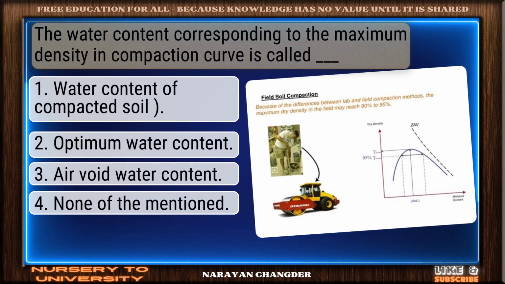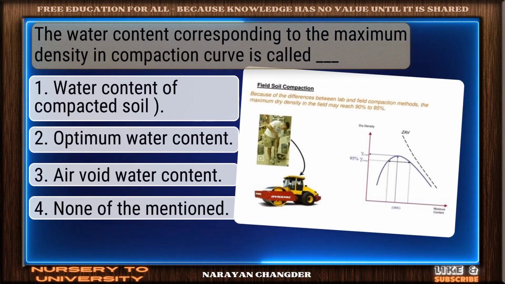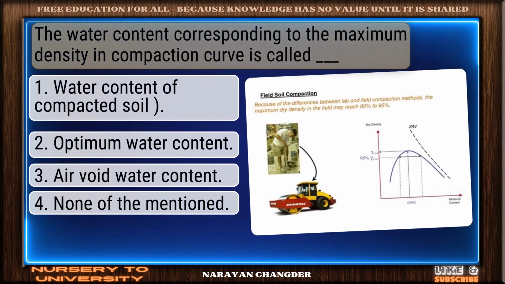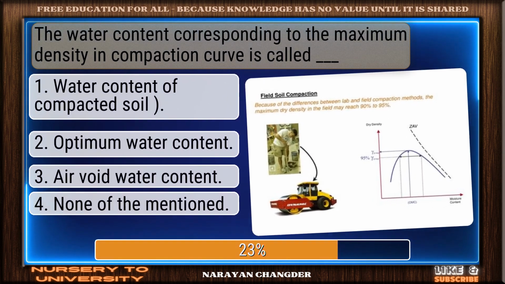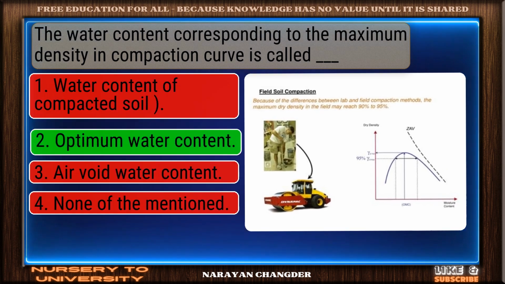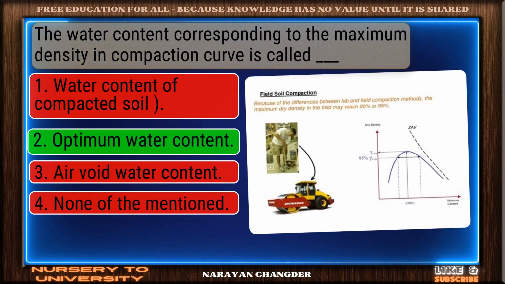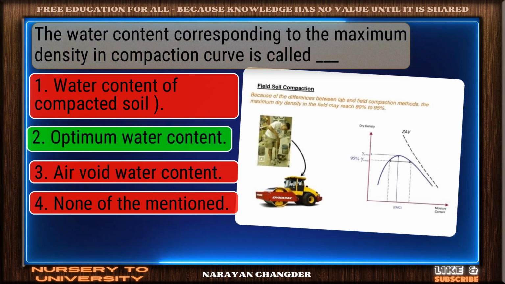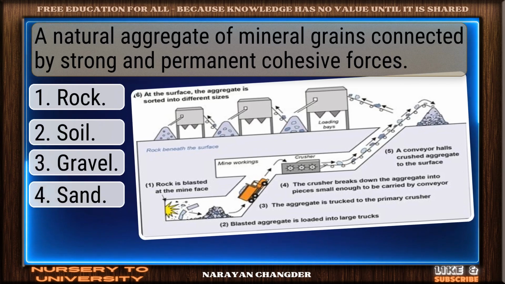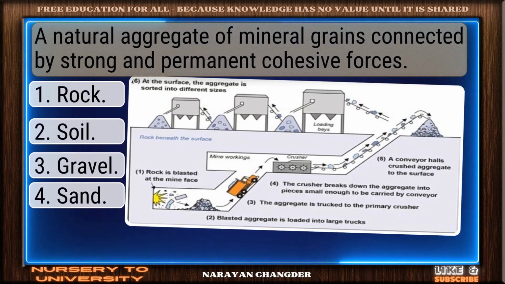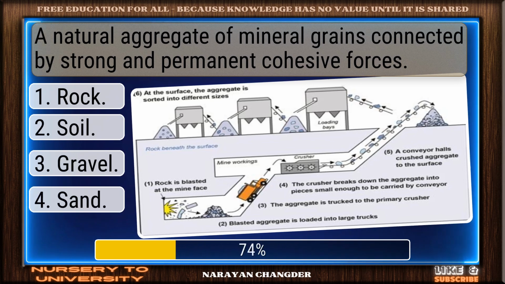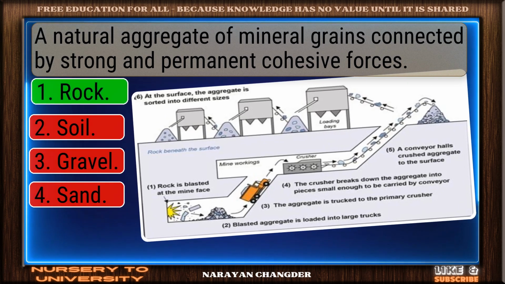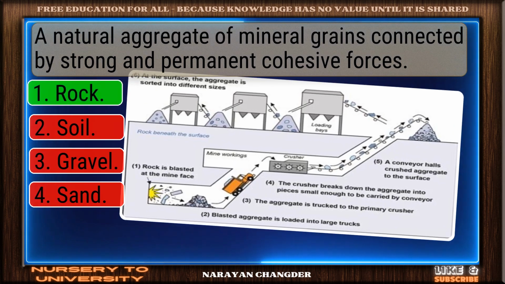The water content corresponding to the maximum density in compaction curve is called dash. Right again. Optimum water content is a valid answer. A natural aggregate of mineral grains connected by strong and permanent cohesive forces. Well picked. Rock is the correct answer.